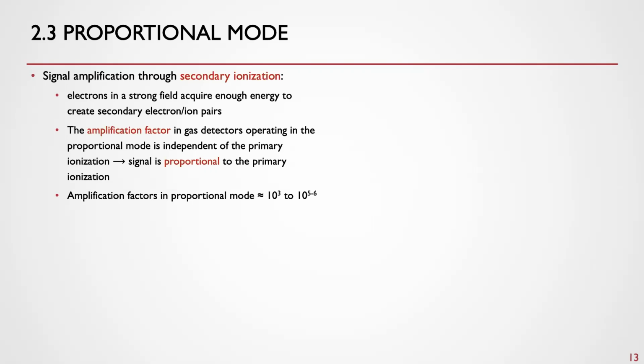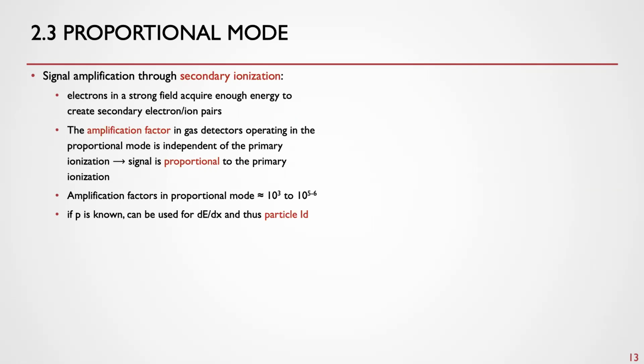secondary electron ion pairs. The amplification factor in gas detectors operating in this proportionality mode is roughly independent of the primary ionization, and hence the signal is proportional to that primary ionization. And we can achieve large gains of 10 to the 3 to 10 to the 5 and 6. And because our minimum threshold to record a single particle is 10,000 electrons, this factor is immensely helpful and allows us to detect single particles.